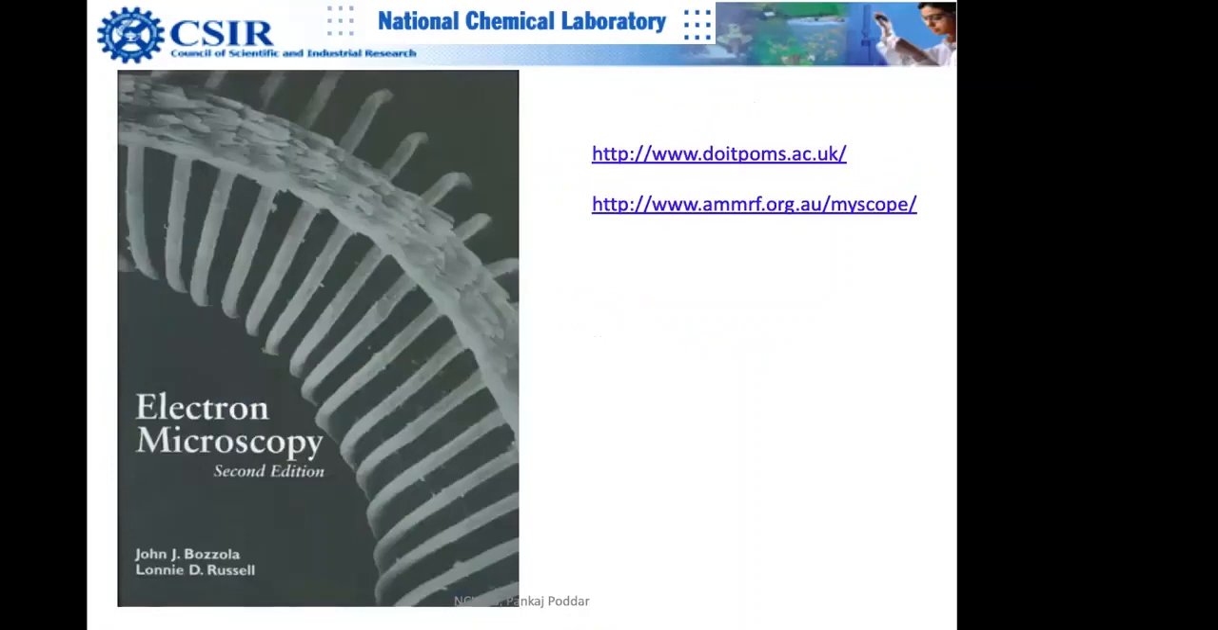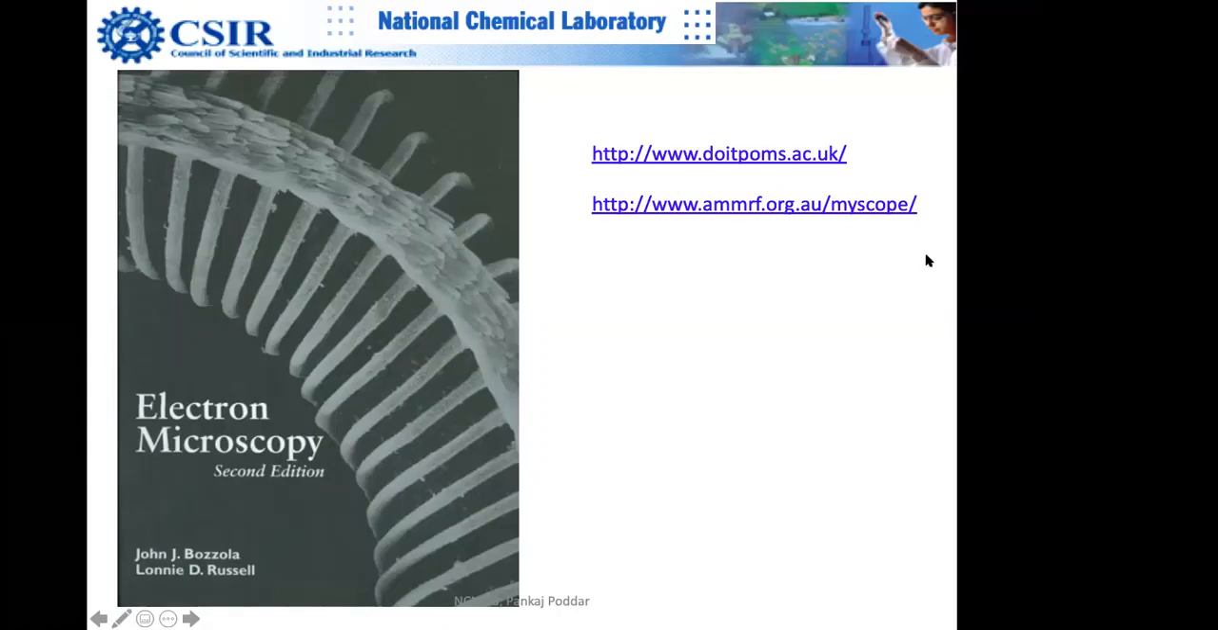This is one of the best texts in electron microscopy. And it is very important because, as you know, one of the first images of coronavirus, COVID-19, came from those cryo-TEM. And these are the two websites which might be useful for the students.